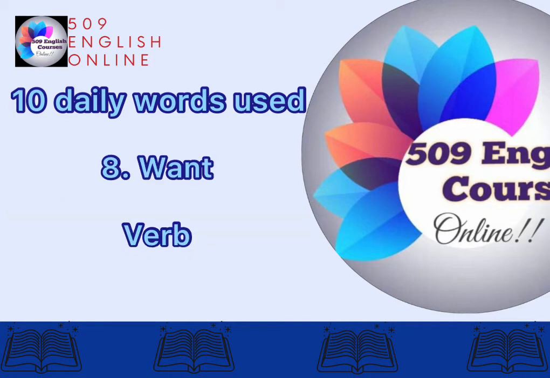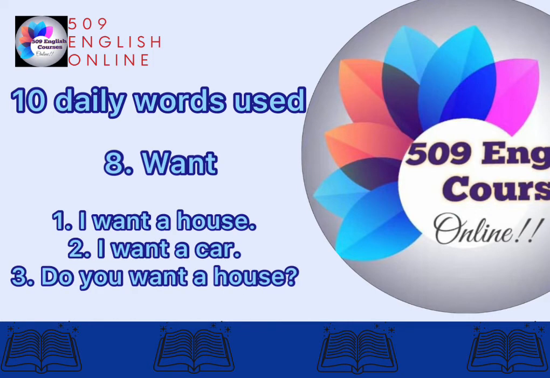Want. What type of word is want? Want is a verb, and we know what a verb is. So let's go straight to the examples. I want a house. I want a car. Do you want a house? As you can see, want portrays something you need or something you want to obtain, and that happens to be a verb. So let's move on to the next one.